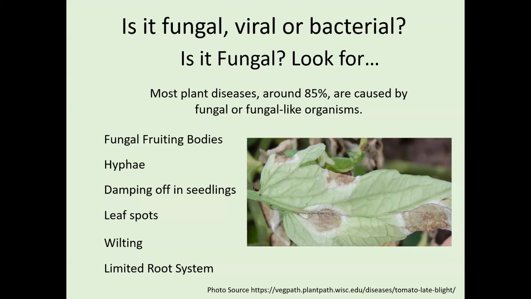If you grow your own seedlings, you may be very familiar with damping off. That is in the soil and your poor little transplants, your little seedlings just fall over right at soil level. So that is caused by a fungus. Many leaf spots are fungal. Wilting can be a sign of many things, but fungal too. And a limited root system, or your root system looking black or brown, can be signs of fungal. So if you find those fungal fruiting bodies and that hyphae or mycelium, that's really a good indication that you have something fungal going on.